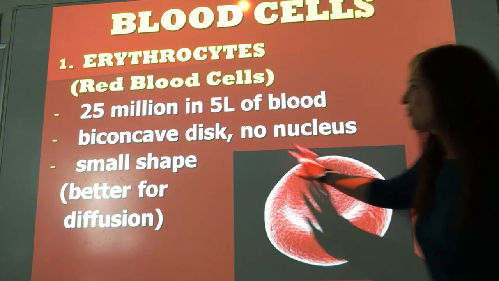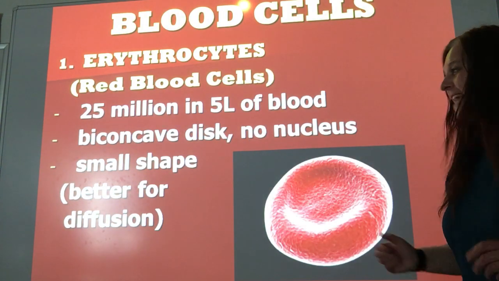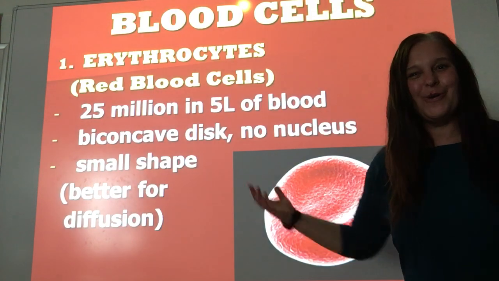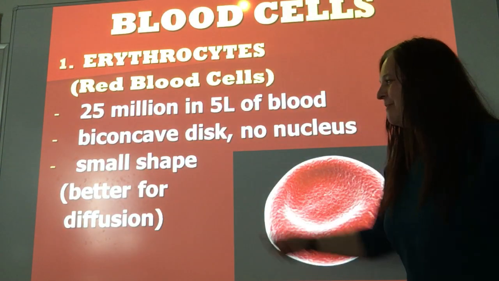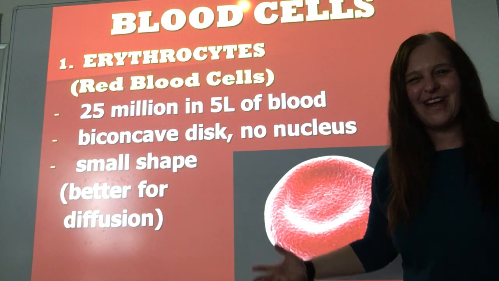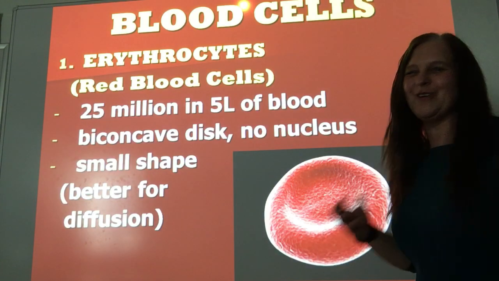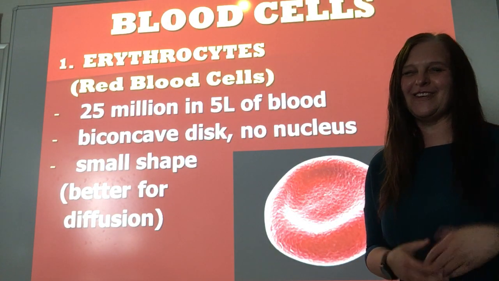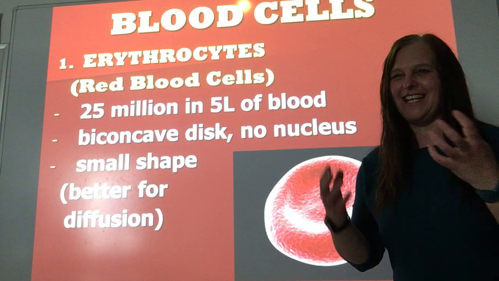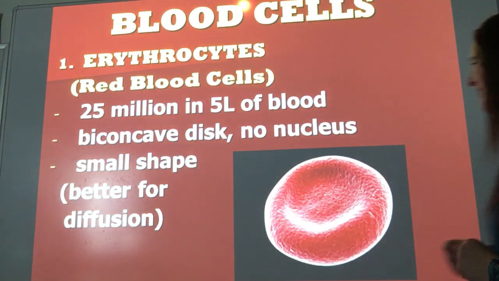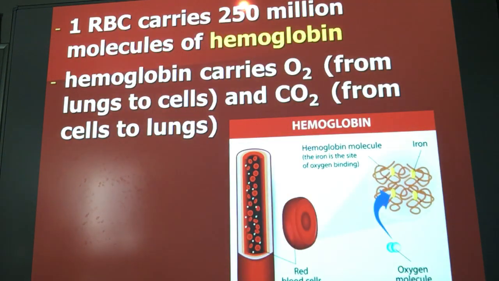Obviously, it's small. If there's 25 million of them in 5 liters, they have to be small. Why are they small? Oh, Unit 1, Lab 6. Small shape makes them more efficient at diffusion. Look how everything's connecting from unit to unit. So as we learn, you're going to see repetition because, like I said, each system is interconnected to each other. That's how we work. Fascinating.